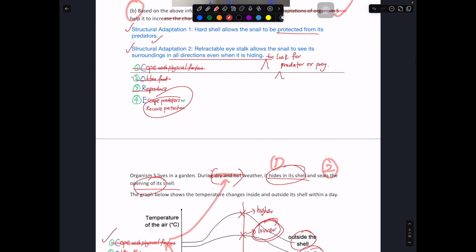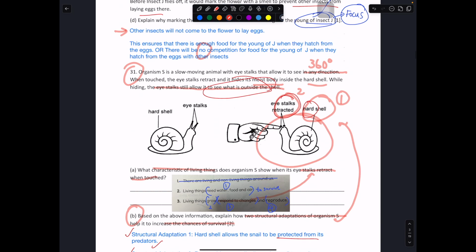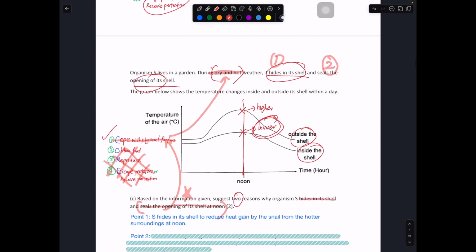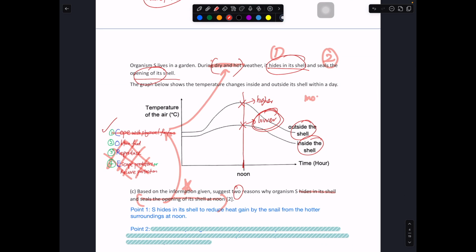So we go back to here. What information can we use to help us answer this idea of sealing the opening of the shell? You take a look. It hides its moist body inside its hard shell. So it's trying to tell you that it has a moist body. That means the body has to keep wet. Let me write this down: moist body. Its body has to keep wet, right?